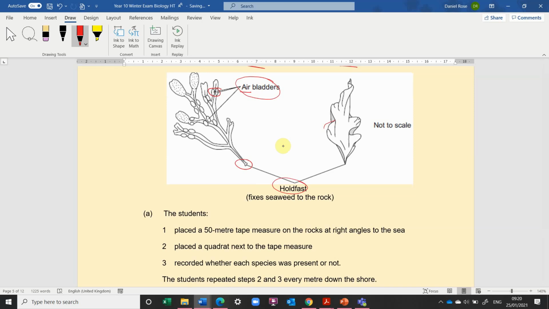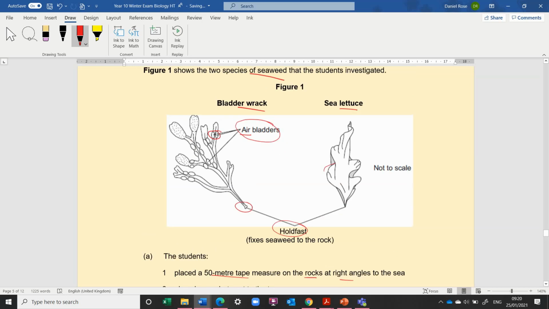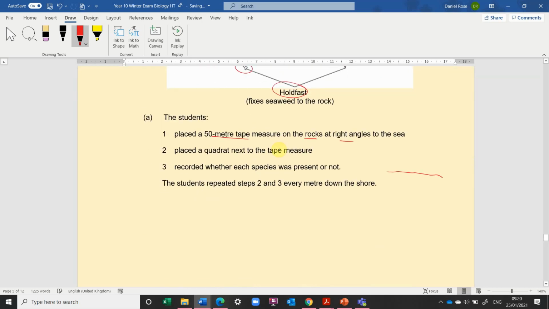Right, it then says the students placed a 50-metre tape measure on the rocks at right angles to the sea. So there's no other information given. It helps to visualise what this is. So here's my sea down here, and what they've done is they've put a tape measure that's 50 metres long at right angles to the sea. And they've placed a quadrat next to the tape measure. So it might help you if you're particularly stuck with these kinds of questions to visualise it and draw it out. And then they recorded whether each species was present or not. So they've gone through and probably put a tick or cross for each of those 2 species above.